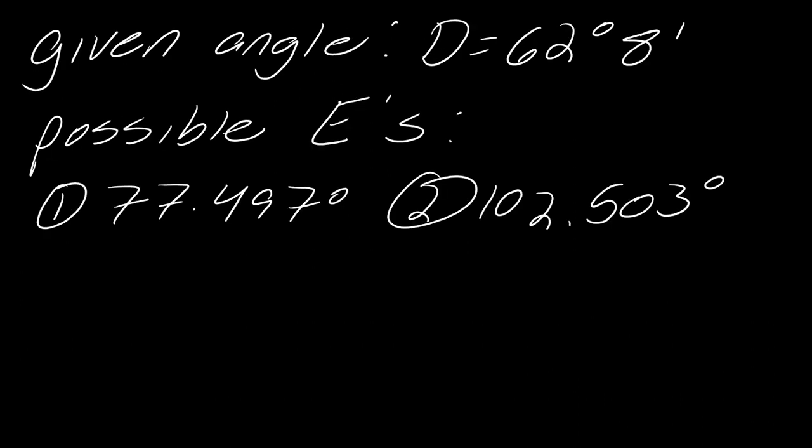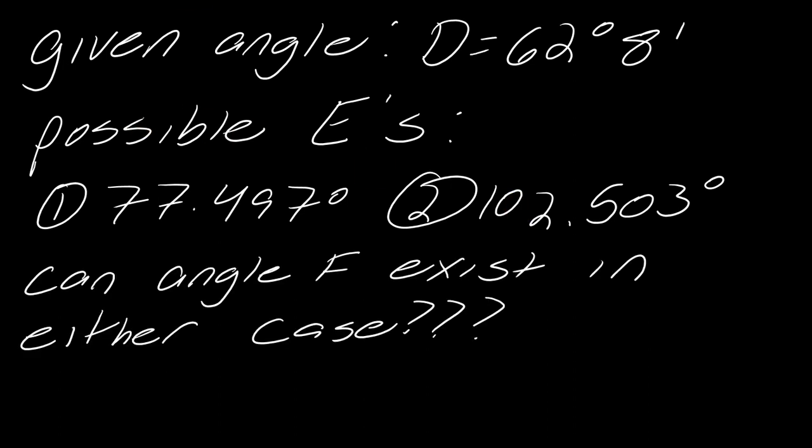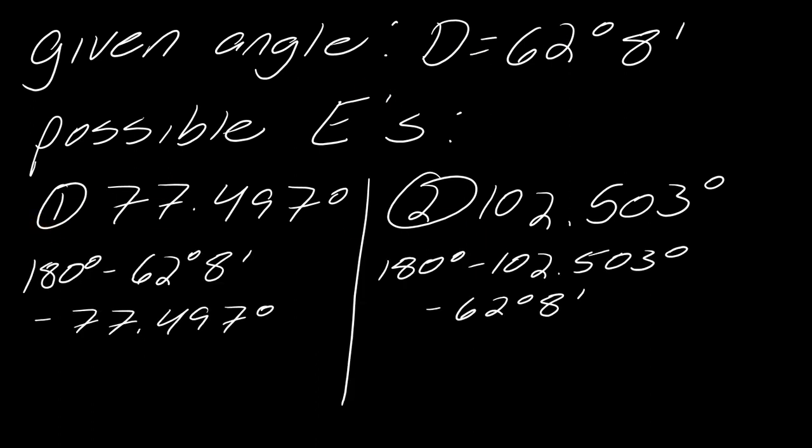Let's explore this a little farther. I've got these two possible angle E's. I'm going to try to figure out whether an angle F can exist if I have either of these two measures. How can I figure out if angle F exists? Well, I've got one angle and a potential second angle. So I'm going to take 180 minus the two angles in both cases. So I'm going to take 180 minus 62 degrees and 8 minutes minus this other one.